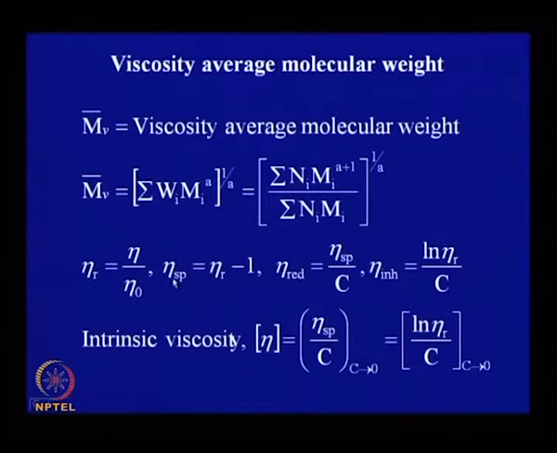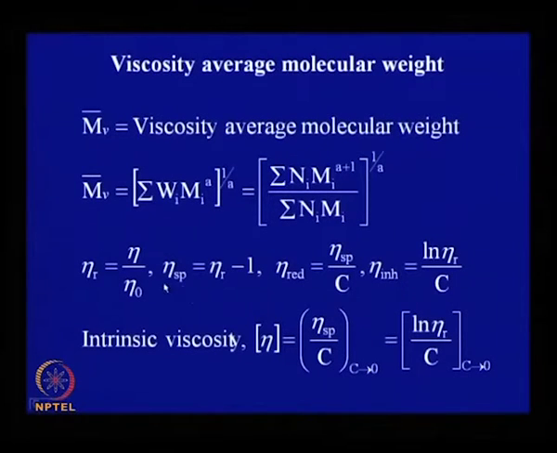Then specific viscosity is the eta relative minus 1, and reduced viscosity is eta specific by C. C is expressed in grams per deciliter. Then inherent viscosity is ln eta relative by C. So, if you get the flow times for the solution as well as for the solvent, this relative flow time will help you to get different viscosity terms: specific viscosity, reduced viscosity, inherent viscosity.